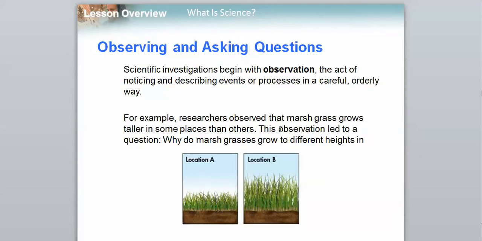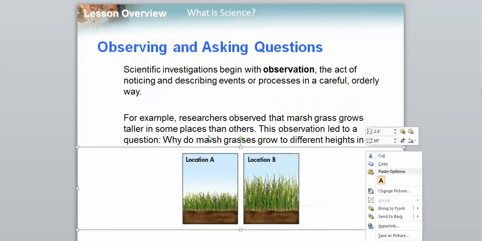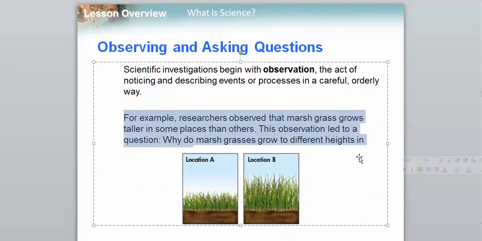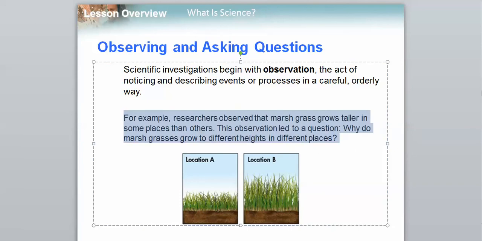Our first step always begins with observation. Like it says there, scientific investigations begin with observation, which is the act of noticing and describing events or processes in a careful, orderly way. Our example is that researchers observed that marsh grass grows taller in some places than others. This observation led to a question: why do marsh grasses grow to different heights in different places?